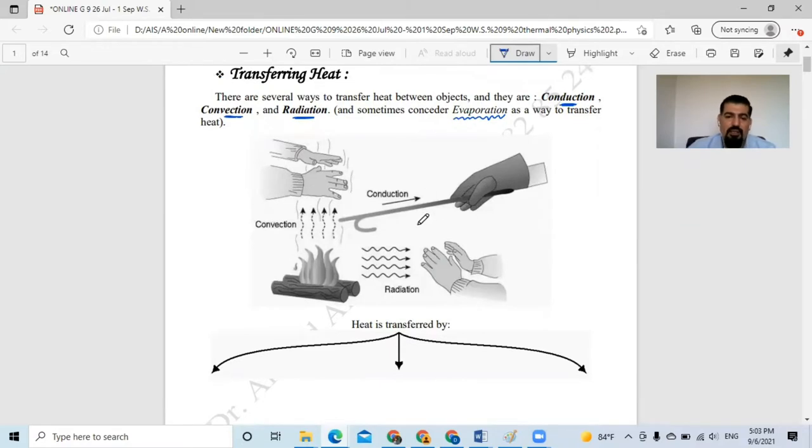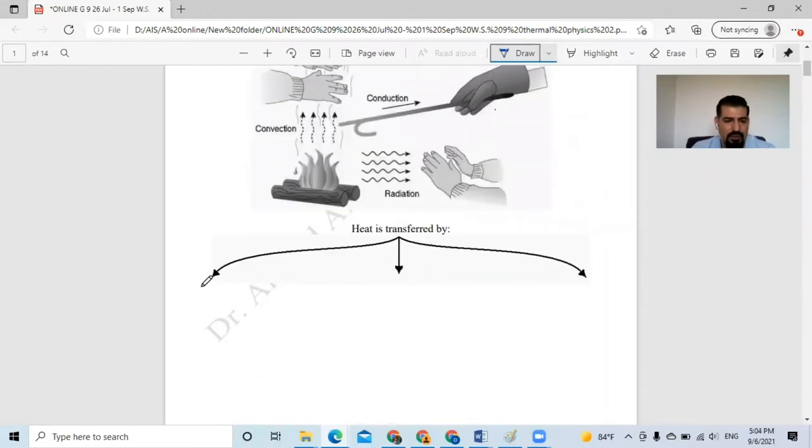Now if we have a heating source, as you can see here, a fire, there are several ways to transfer heat. The air that comes out from the fire going up is convection. If we put a metal rod on one side and hold it like this, the heat transfers through the metal by conduction. You can feel the heat come as radiation to your hands sideways, by infrared radiation or heat radiation. So the main three ways to transfer heat are conduction, convection, and radiation.